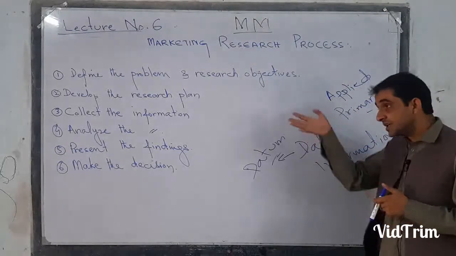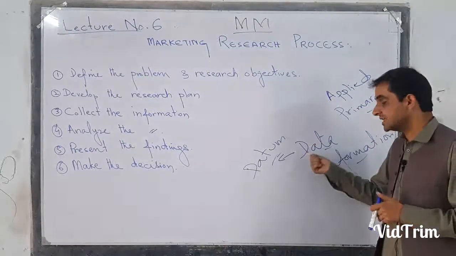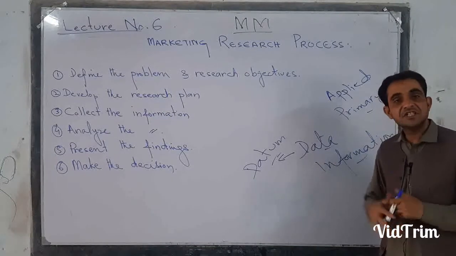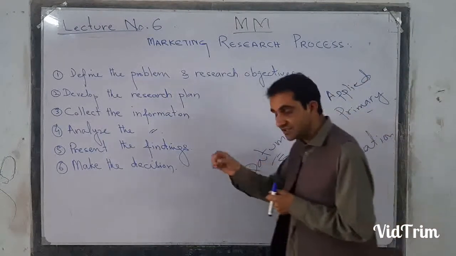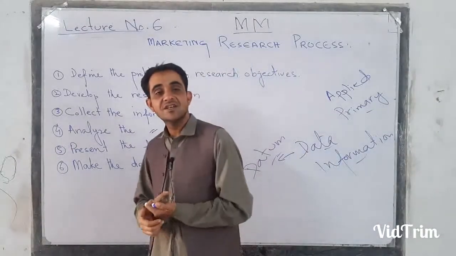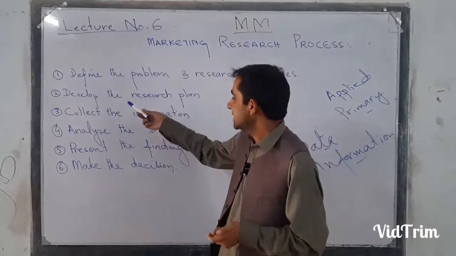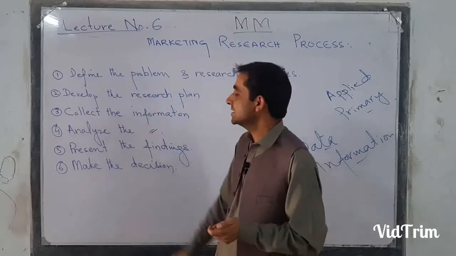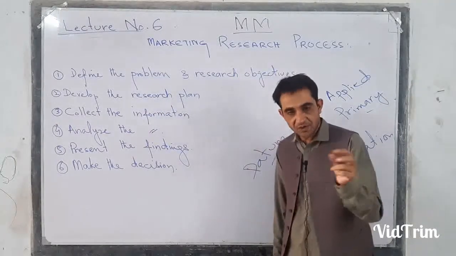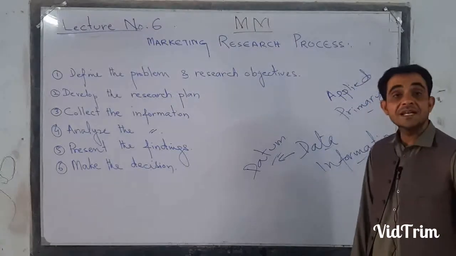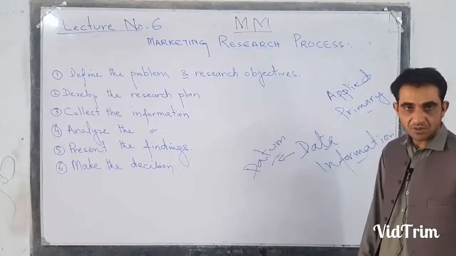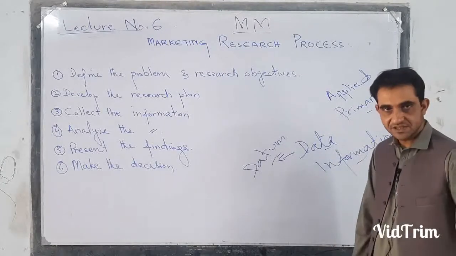So in research, what are we actually doing? We are converting the data into information. This process is called research. The process of converting data into information is called research. However, in this step number 2, whenever we are making a plan for our research, we are deciding about our data and data sources. Number one, data and data sources.